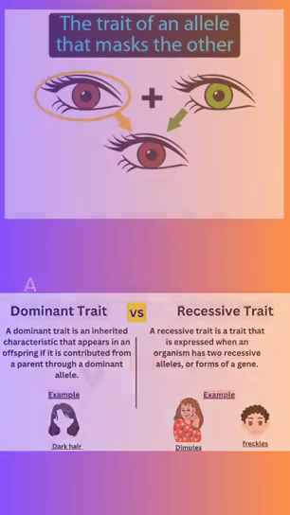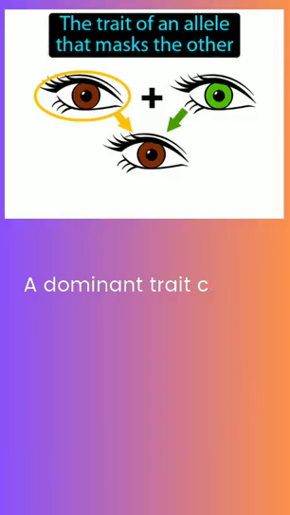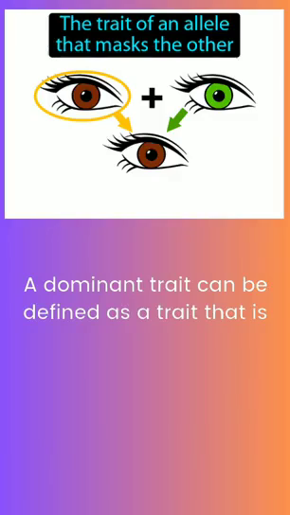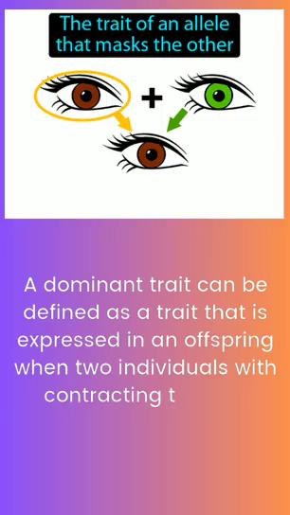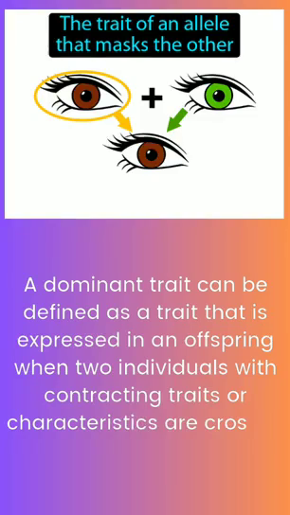What is a dominant trait? This can be defined as a trait that is expressed in an offspring when two individuals with contrasting traits or characteristics are crossed. Dominant traits are controlled by dominant genes.